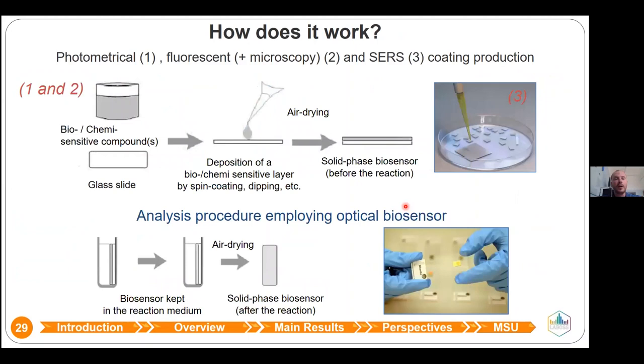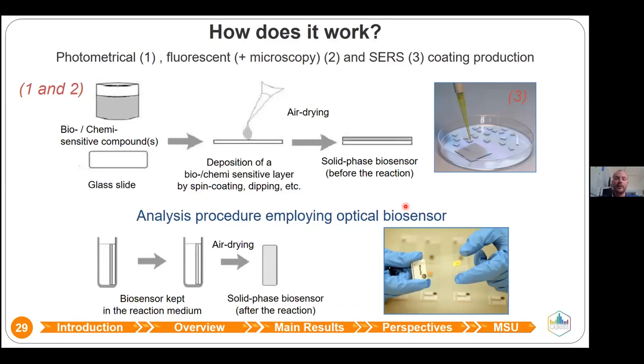How does it work? It's very simple. We have biochemically sensitive compounds. We deposit them on the glass slide by spin coating, by dipping, several methods. Air drying, then we add either nanoparticles or some additional compounds, and that's all. We have a sensor that can be used for very fast and very easy detection.